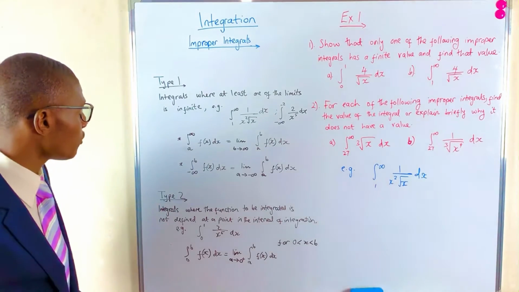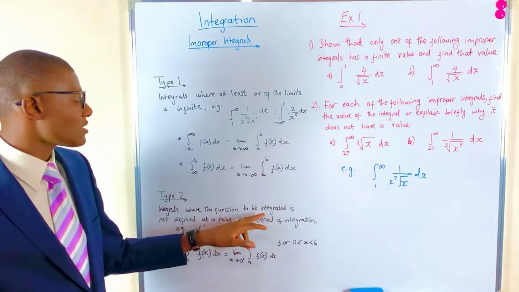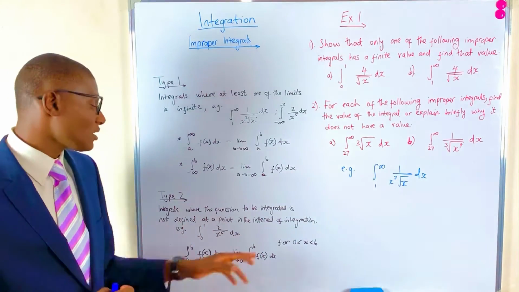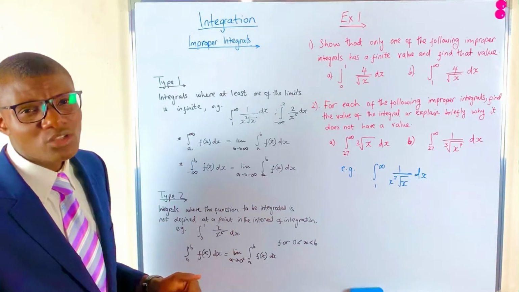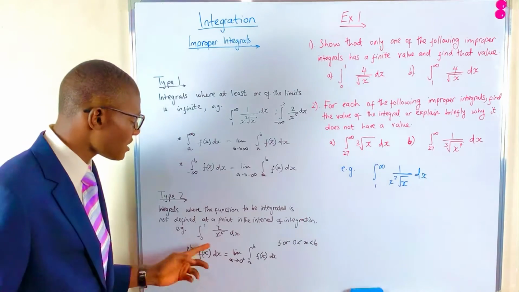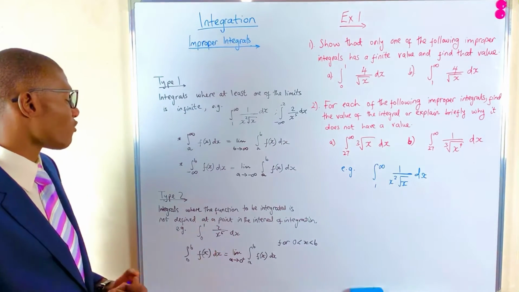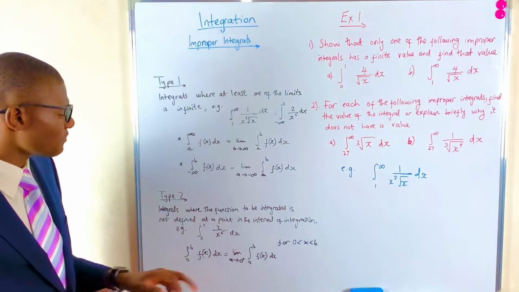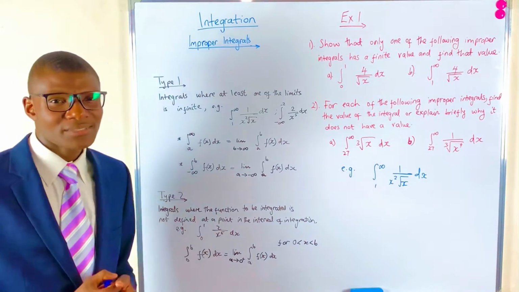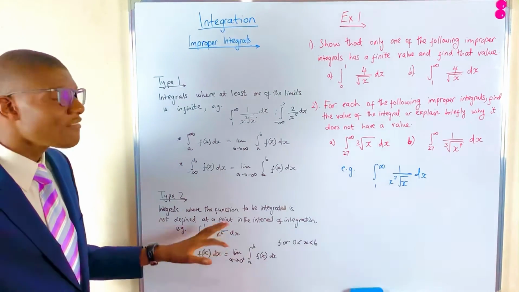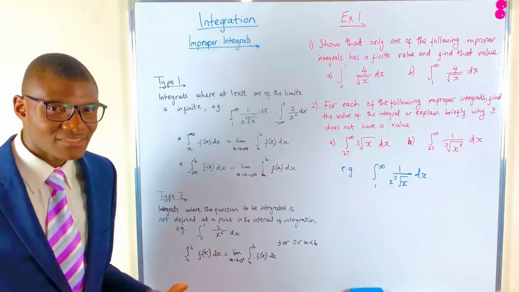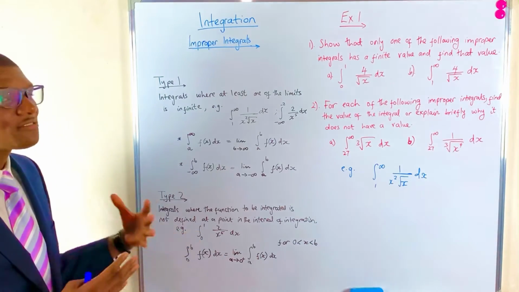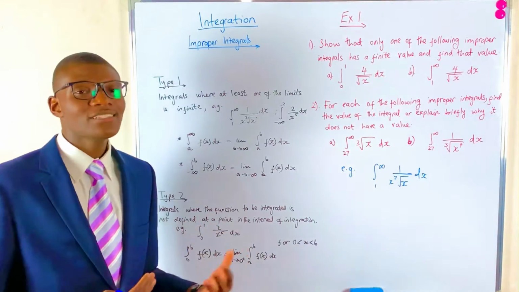Now for type 2, we've got the integrals where the function to be integrated is not defined at a point in the interval of integration. So what do we mean by this? For example, the integral of 2 over x to the power 5 with respect to x from 0 to 1. Let's try to substitute the limits. If we substitute the lower limit, whatever we get over 0 becomes undefined. So this is what we mean when we say that the function to be integrated is not defined at a point in the interval of integration.